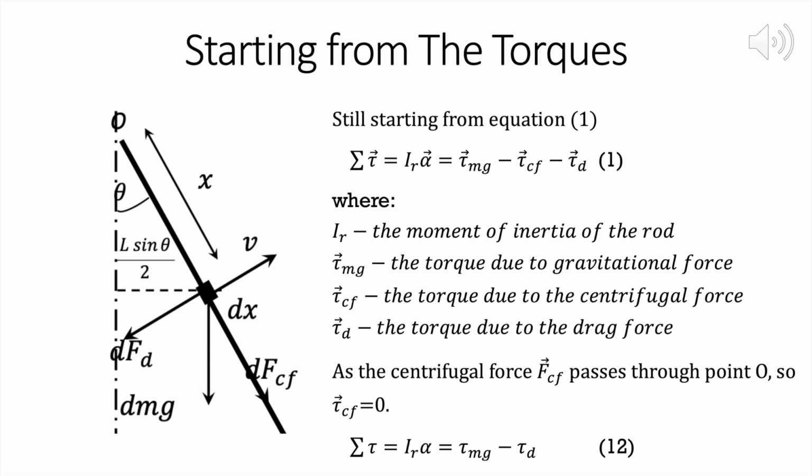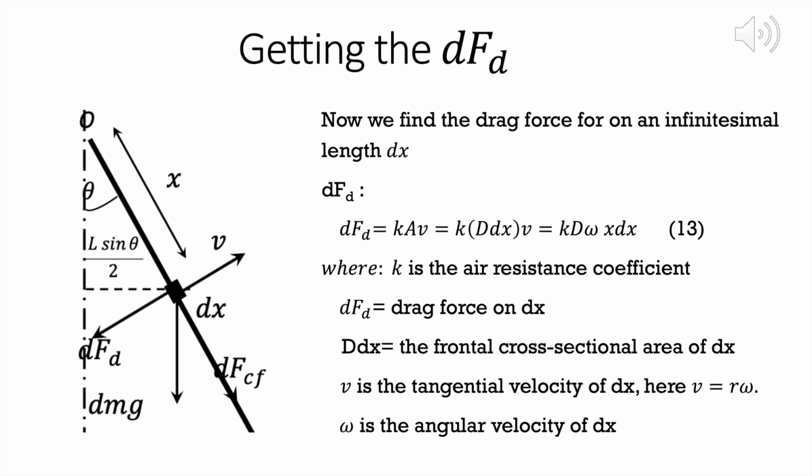In physical pendulum mode, the torque of centrifugal force equals 0, for the reason that the corresponding centrifugal force passes through the rotation pivot O. The moment arm is 0. So the torque equation 1 will be simplified to equation 12. In order to solve equation 12, we need to find the torque of drag.